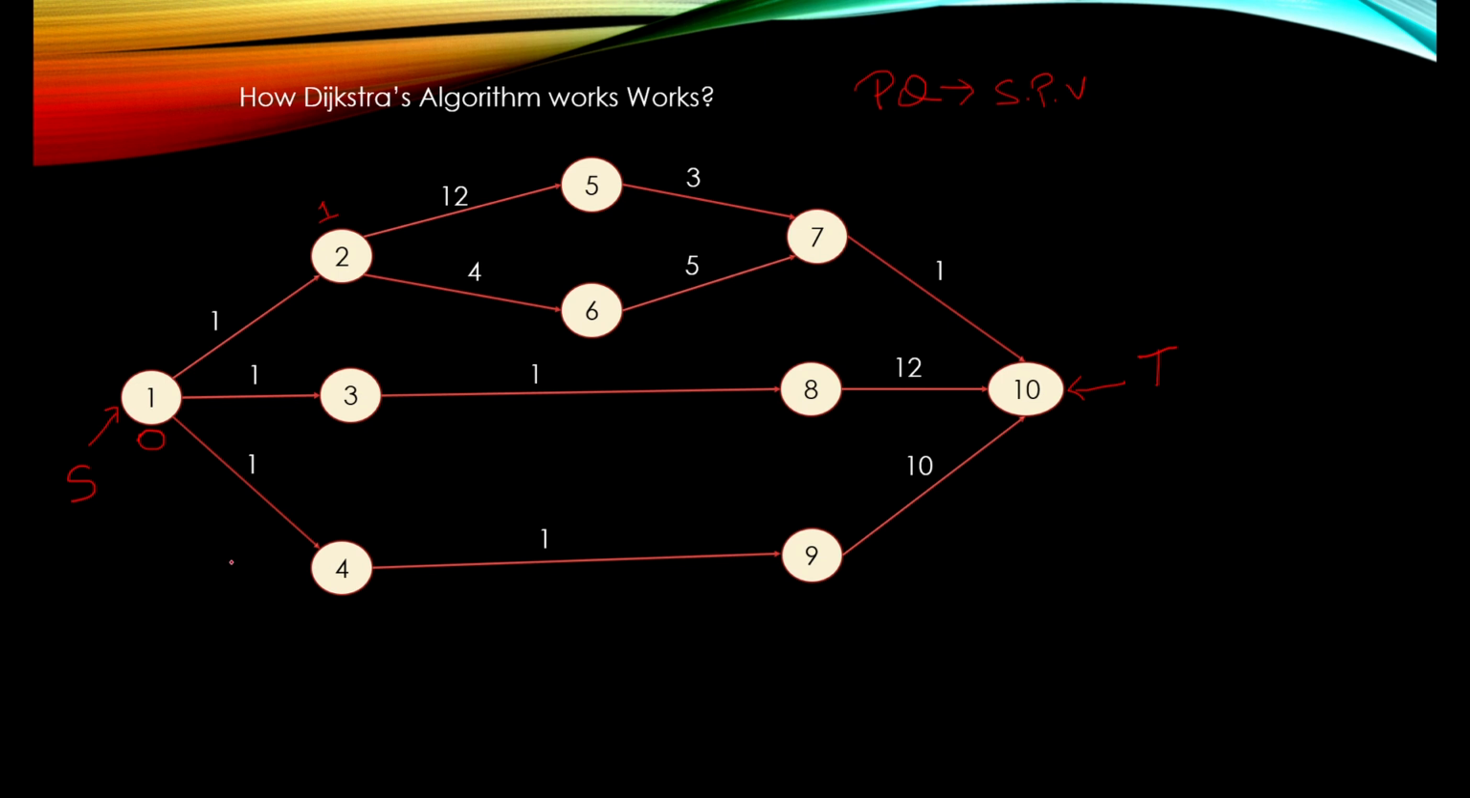Similarly, for 3 also the shortest path will be 1. Initially it was infinity, so 1 is less than infinity. So this will be the shortest path. Same goes for 4. So this is again 1.